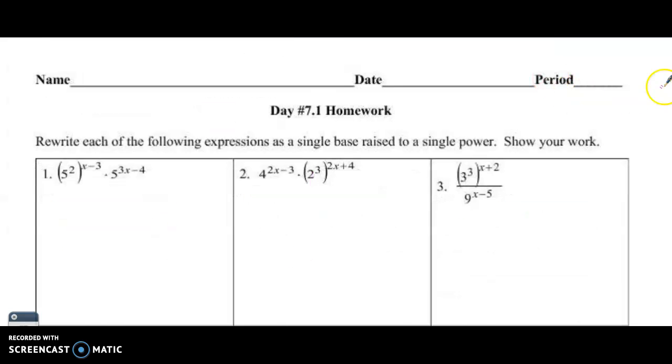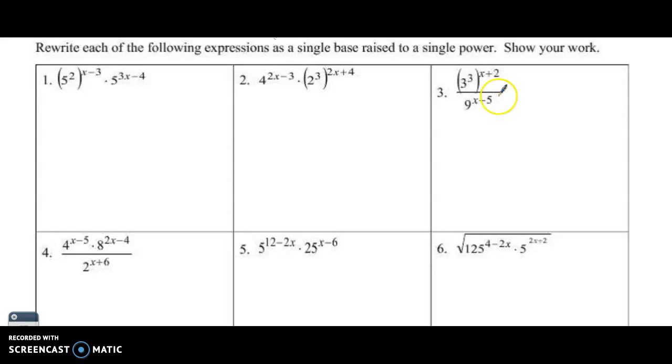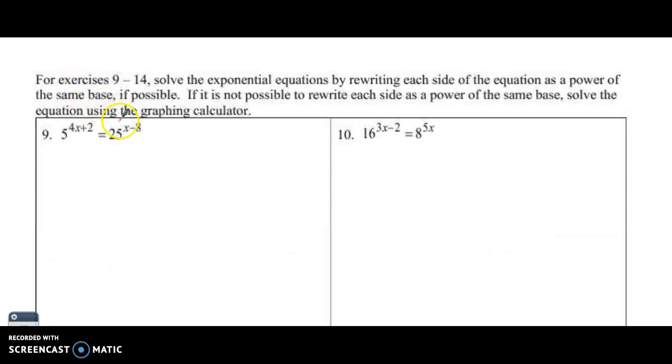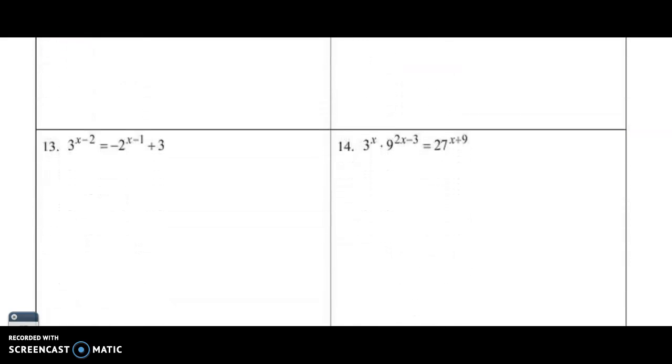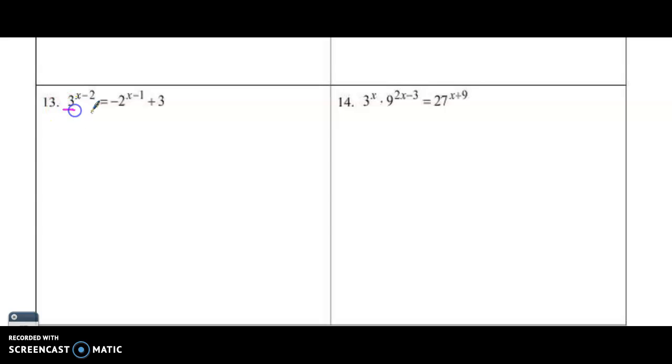All right. Notice in your homework, when you are solving equations, if you can get the same base, I expect you to do that. And you can check your work using a graphing calculator. But if a problem is not possible to get the same base, like number 13, then you can use a calculator for all of it.